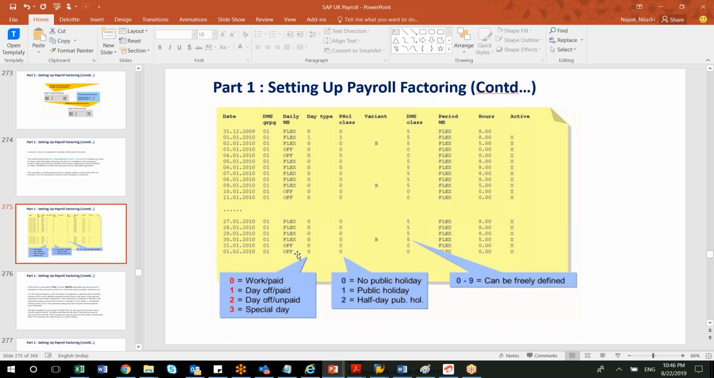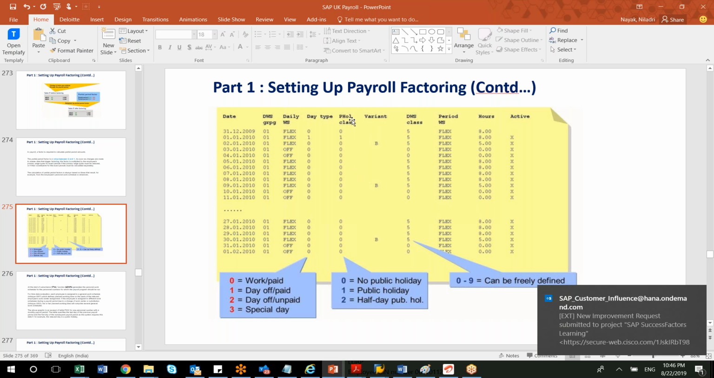In that case, if you look at the day type, if it is 0, it is a working or paid day. Wherever it is a 1, it is a day off, or some kind of scenario. If it is special, some kind of unpaid day, we'll be using day type 2 or 3. Again, it depends on how these day types are configured in your time management module.